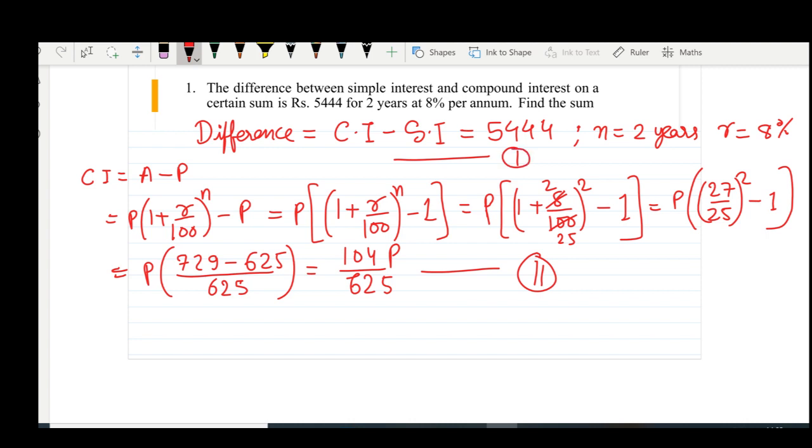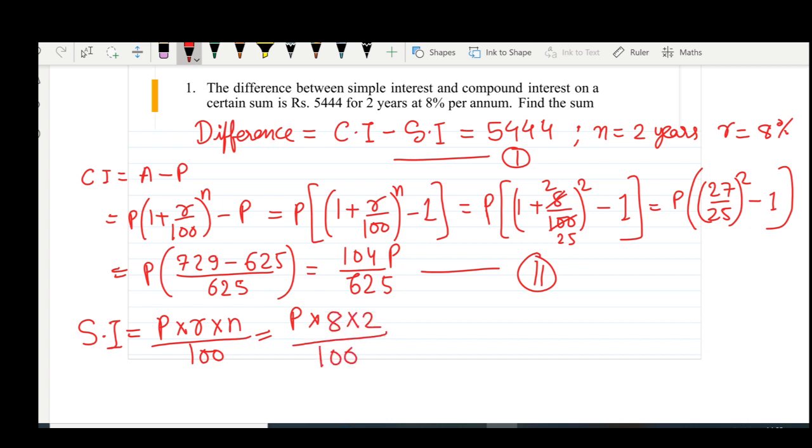The difference is given. So now SI is P into R into N upon 100. It is P into 8 into 2 upon 100. So 4 2s are 8, 4 25s are 100. So it becomes 4 upon 25 P. This is equation number 3.